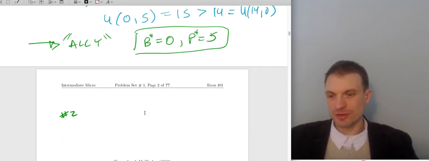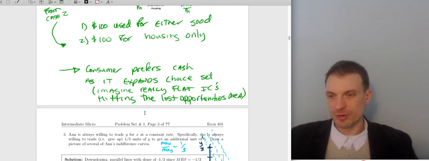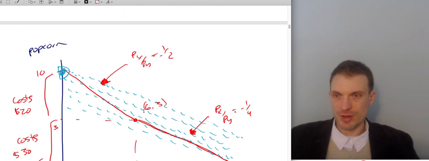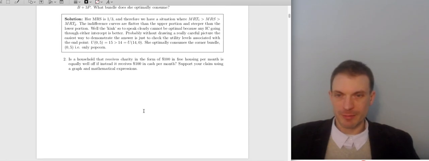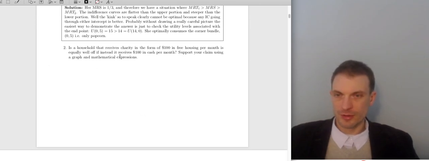All right, question number 2. Question number 2, that was on this sheet, so I have to go back and read it. Question number 2, this is from Deidre McCluskey's microeconomics book. It's a really good book, available for free as a PDF, so just Google Deidre McCluskey and you'll find that book.